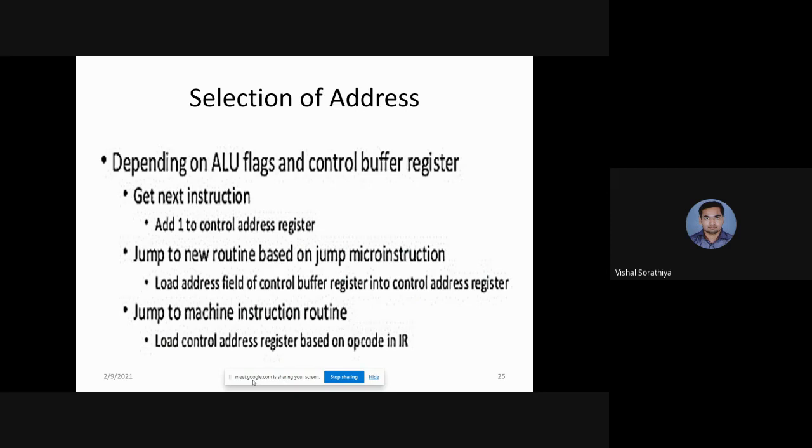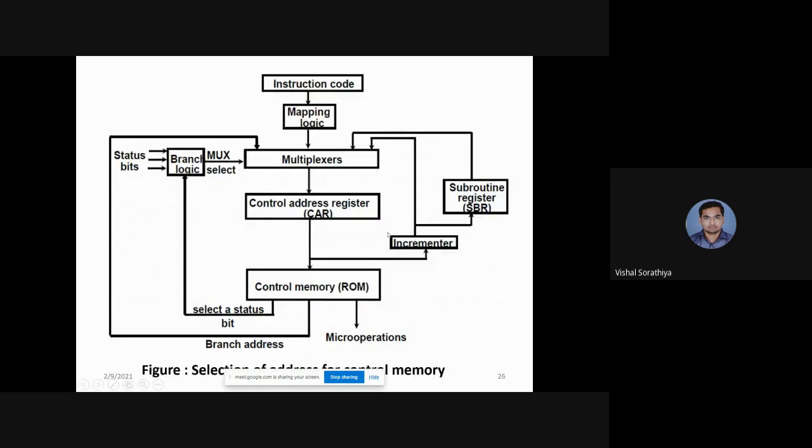Okay, for that we have this flow diagram, and it is related to the selection of the address for the control memory, like which type of task we are doing with the control memory. Whether you are doing a subroutine address, a branch address, some microoperation, or mapping the logic with that particular control memory, that we need to take care of here.